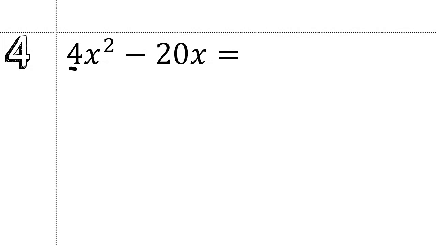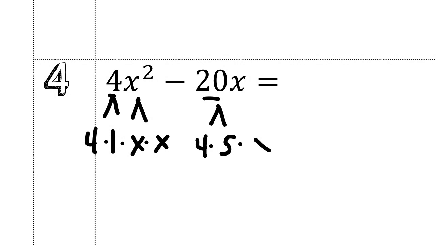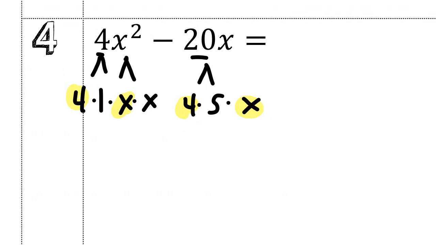Okay, so looking at 4 and 20, trying to think of their biggest factor. I know 4 can be broken down into 2 times 2, but I actually know that 4 goes into 20, so it's better if I just leave it as 4 times 1. And now I'm going to break down this x right away, x times x, and I'm going to have 4 times 5 times x. Again, we're going to look at what they have in common. We're going to pull that out, 4x. And what's going to be left inside our parentheses is our 1x minus 5.